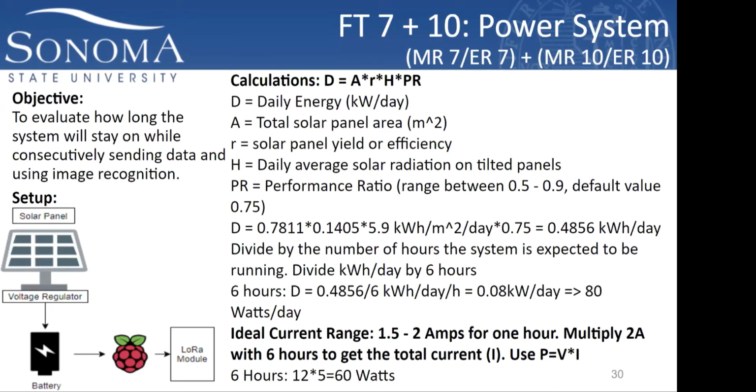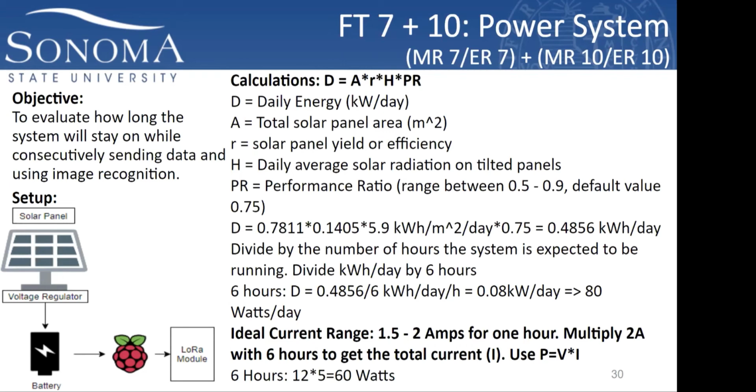And then to figure out what specific solar panel we needed, we used the PV solar system equation. So you use the values D, A, R, H, and PR. And the number that we got was 0.4856 kilowatt hours per day. And then to figure out what kilowatts per day is, you divide by however many hours you're going to keep the system on. In our case, we were thinking 6 hours. And so that's how we got to 80 watts per day.